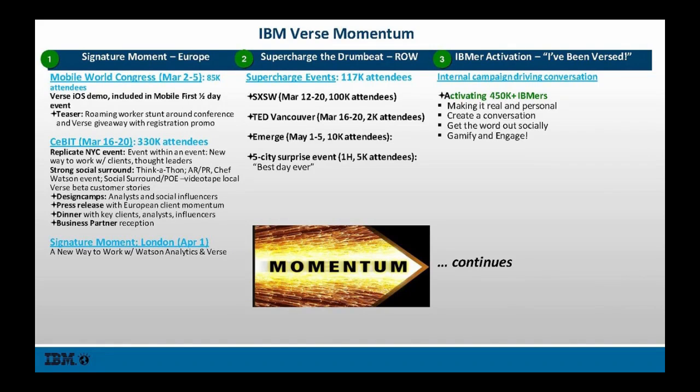That was over 85,000 people that attended Mobile World Congress. When was the last time that you saw us have permission to be pulled into something of that scale? Same thing with CeBIT. Over 30,000 people are registered for that event, and IBM Verse is going to be front and center as one of our leading business communication tools.